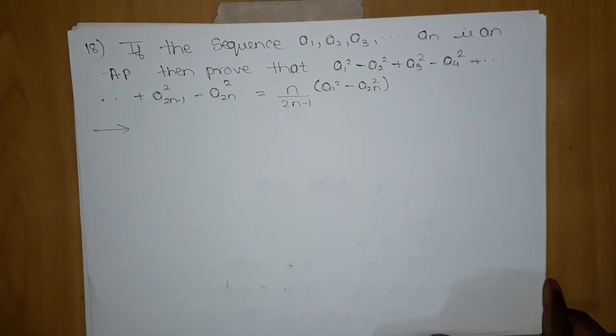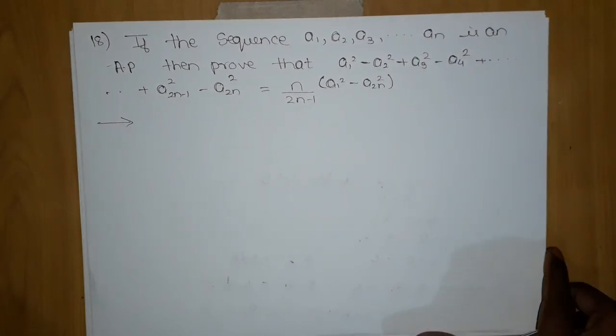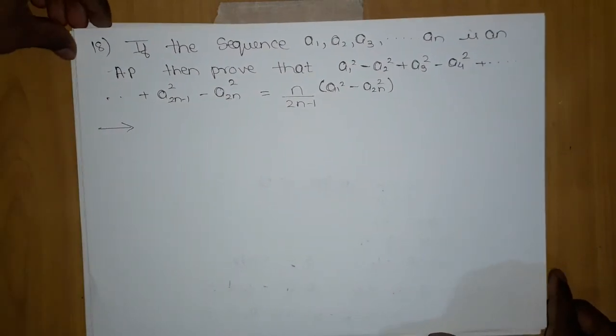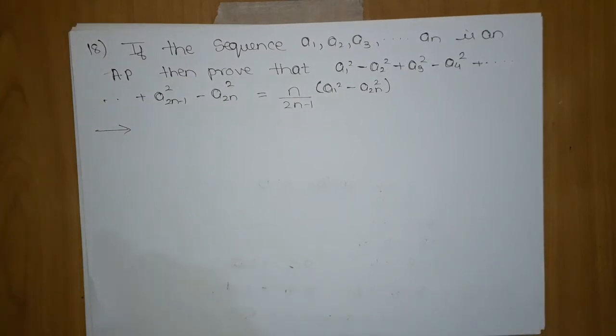The next question is question number 18, which says: if the sequence a1, a2, a3, ..., an is an AP, then prove that a1 square minus a2 square plus a3 square minus a4 square, till a(2n minus 1) square minus a(2n) square, is equal to n upon (2n minus 1) into (a1 square minus a(2n) square). Okay, we want to prove this. Now how can we do this?